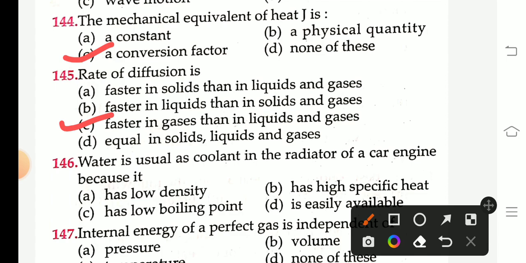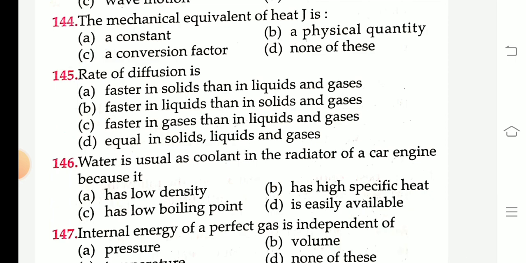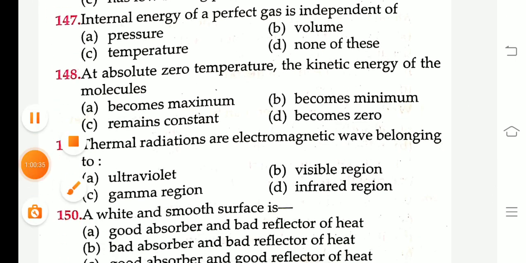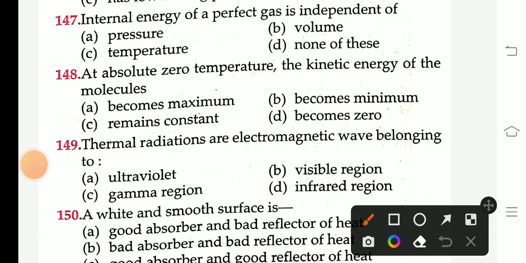Next, water is used as coolant in the radiator of a car engine because it. Right answer will be option B, has high specific heat. Next, internal energy of a perfect gas is independent of. Right answer will be option D, none of these.